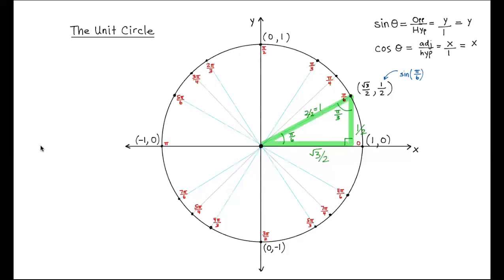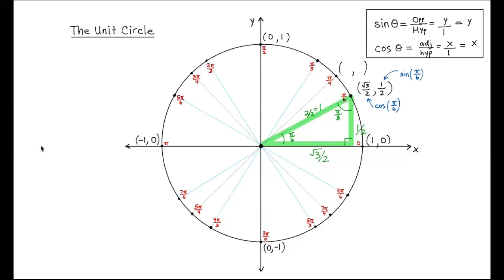So this second coordinate here, that's going to be the cosine of pi over 6. Let me just throw that in a box so we remember that it's important. Whatever the x coordinate is, that's the cosine; whatever the y coordinate is, that's the sine. So we could use similar triangles to find the x and y coordinates here.